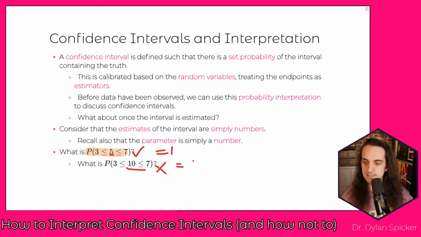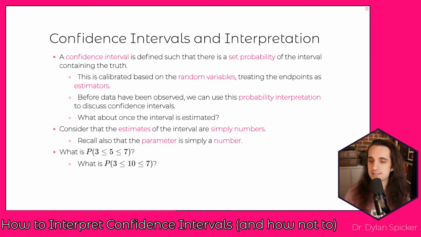So this is going to have to be 0. There is no probability that 3 is less than 10, which is less than 7. That doesn't happen. It can't happen. And so the probabilities associated with these events become either a 1, as in this first case, or a 0, as in the second case.